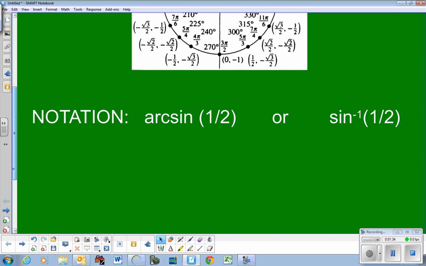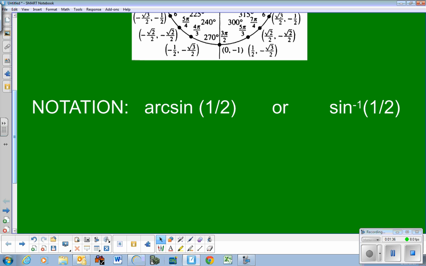All right. If I want to ask you what angle has a sine of 1/2, I can write that in a couple of ways. Arc sine is short for, tell me the arc whose sine is 1/2. I could also write that as sine inverse, sine with a little -1 sign. Both of these things basically mean the same thing. I want to start with this.